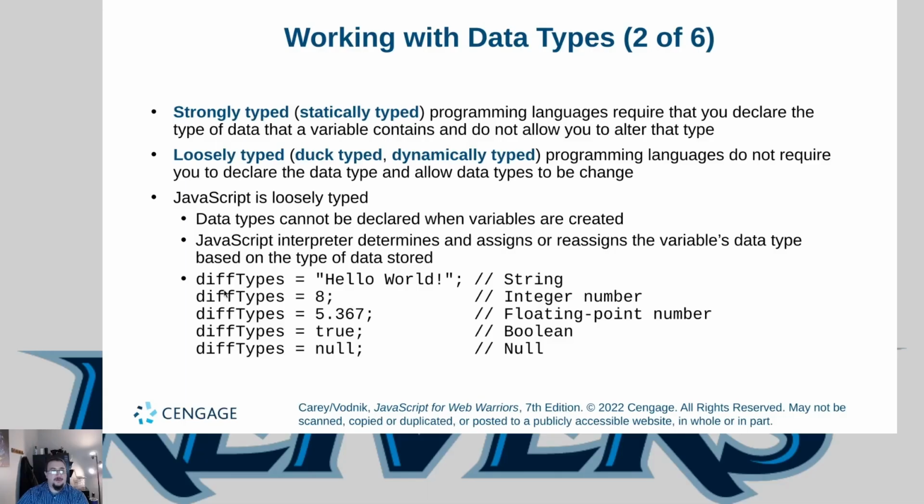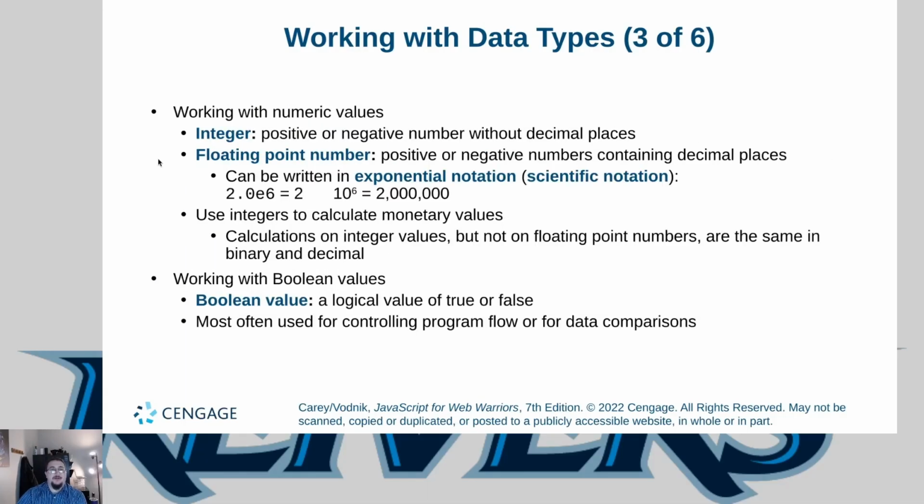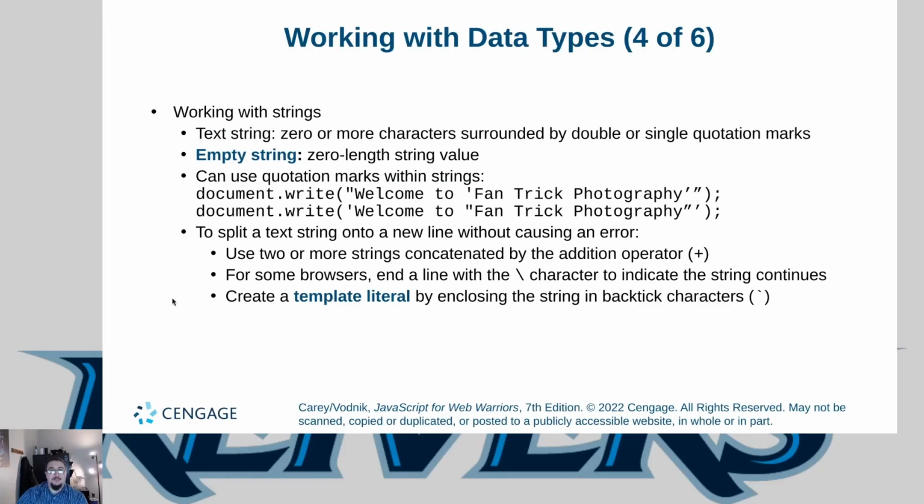We want to make sure that we set these when we create them using let or const. Numeric values can be either integers or floating point with scientific notation. Boolean values are either true or false. Strings can be 0 with nothing in them, an empty string, or they can have things inside of them. You can use quotation marks within strings in whichever order you prefer. You see here we've got double quote and then single quote, double quote, or single quote, double quote, single quote. The first one will show fan trick photography in a single quote. The second one will show fan trick photography in a double quote.